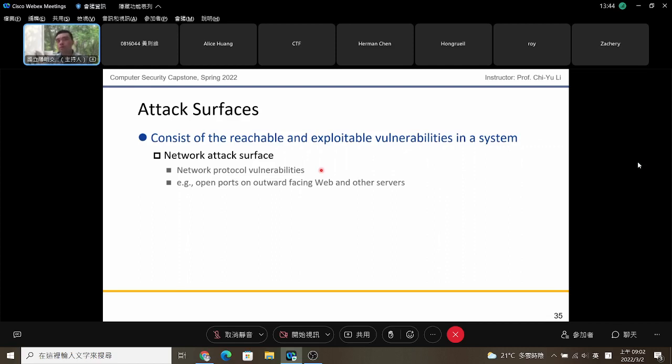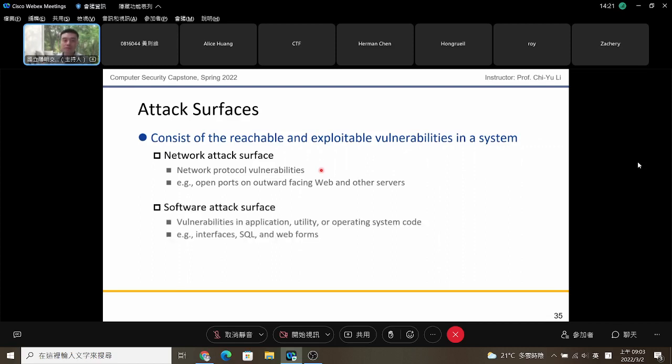For example, in some network protocol, if you enable more functions, because these functions may be vulnerable, then you can consider you increase the attack surface. So you may be able to guess the concept of the attack surface. All the things which may be vulnerable and exploitable are considered as attack surfaces.